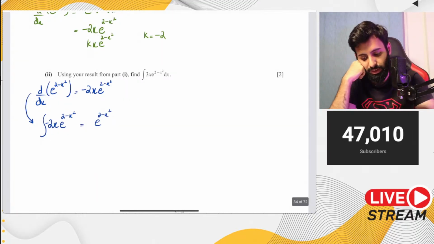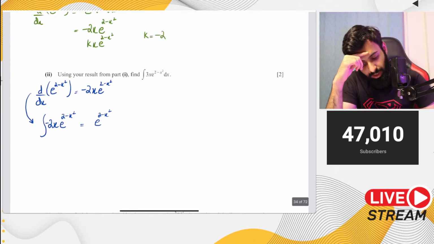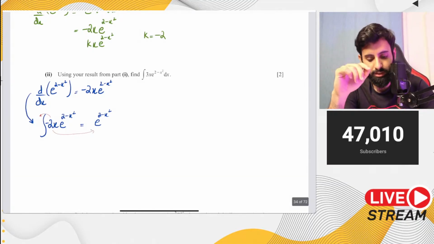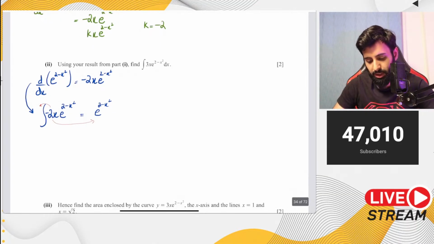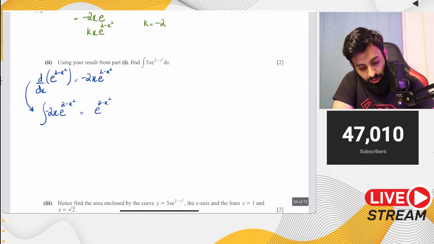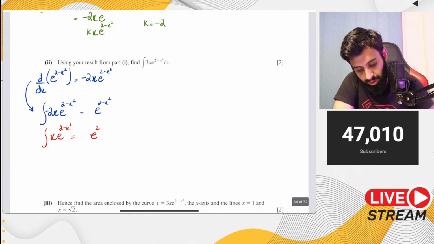So first things first, let's entirely get rid of the minus 2 sign. How do I entirely get rid of the minus 2 sign? Take it outside, or you can take it across the equals to sign and then divide it by minus 2. Either way, I need to get rid of it. So after you get rid of the minus 2 sign, x e to the power 2 minus x square is now equal to e to the power of 2 minus x square upon minus 2.